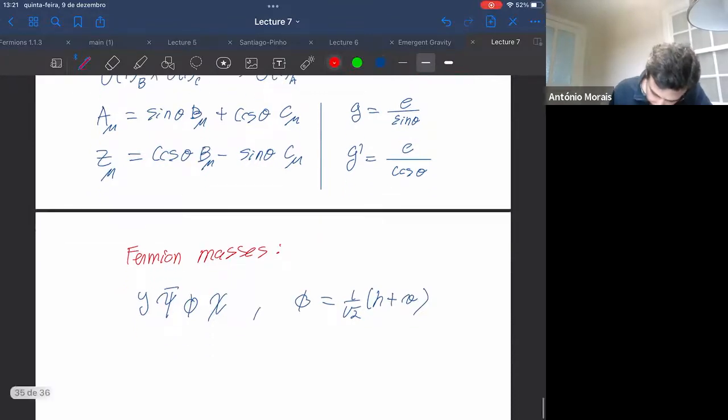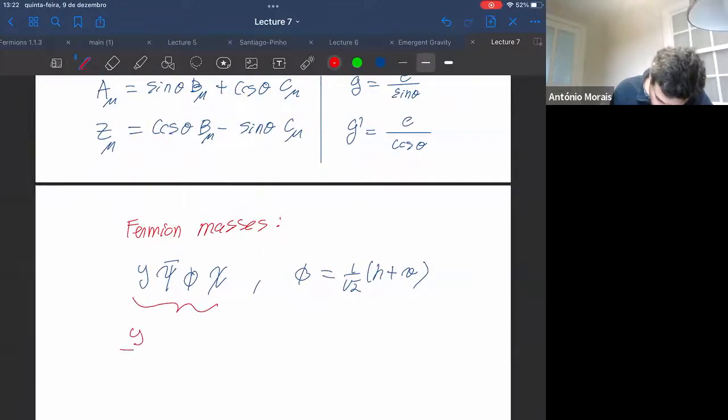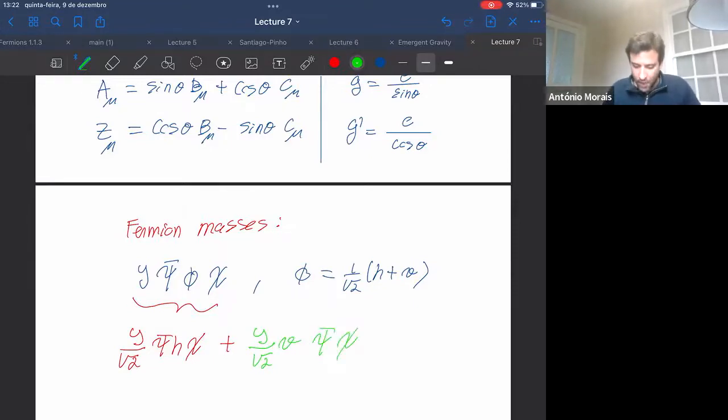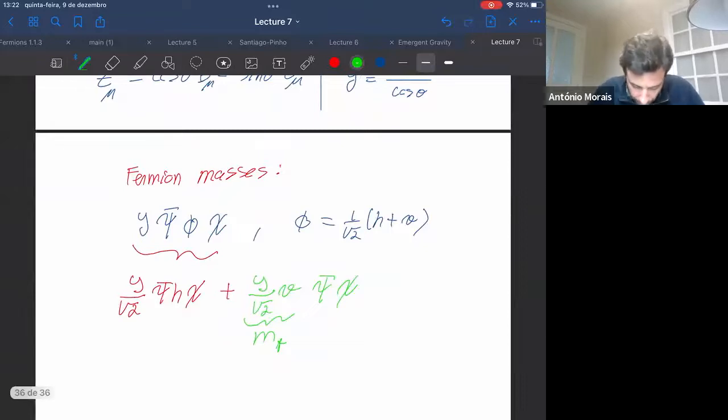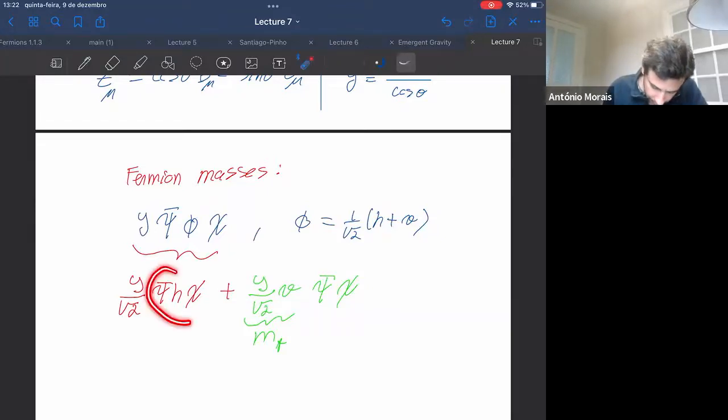So this interaction here will yield the following. y over square root 2 psi bar h chi. So this is an interaction between the Higgs and the fermions, plus y over square root 2 v psi bar chi. And now this here is a mass term. So this here is m for the fermion. So this is how masses are generated for fermions. Basically, it's via this interaction with the Higgs. So the first term is an interaction term. The second is a bilinear, and now it's allowed because the symmetries were broken, and this is a reflection of the broken symmetries. It's now allowed.